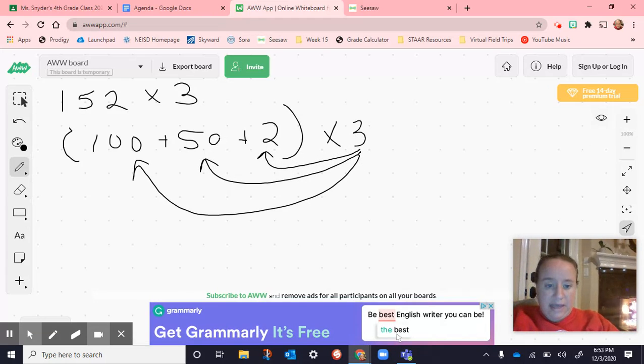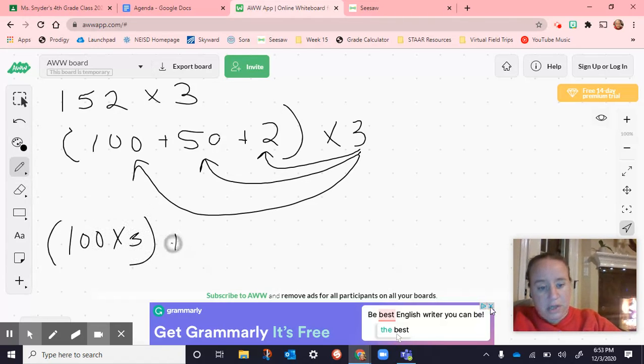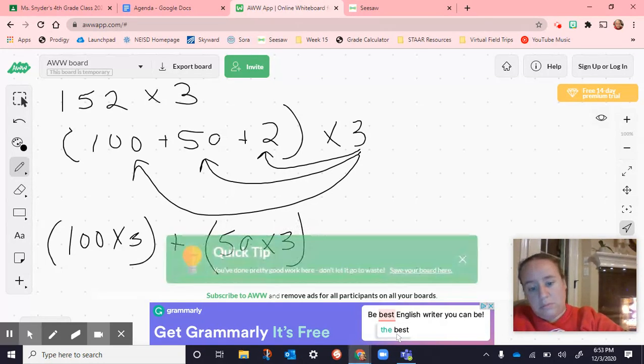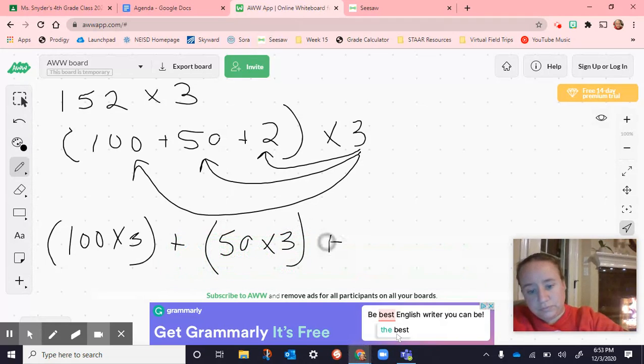And when we write that out, what that looks like is, in parentheses, the first one we did is 100 times 3, close the parentheses, plus my next value is 50 times 3, plus the next value is 2 times 3.